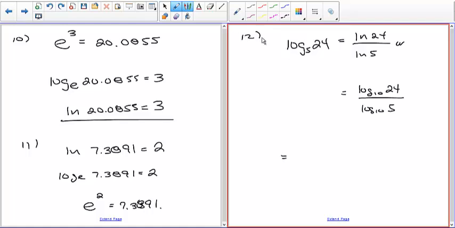Okay. So if you do the natural log of 24, you get 3.178. If you take the natural log of 5, you get 1.609, or you can just do it all in your calculator one time. So you can do the natural log of 24 divided by the natural log of 5, and you get 1.975. What this is saying is that 5 raised to the 1.97 power should be equal to 24. So if I do that, every calculator has exponent functions on it, 5 to the 1.974, I get 24.